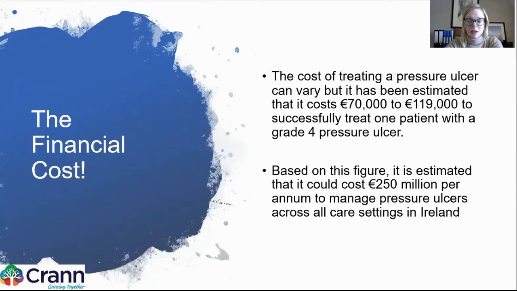It's estimated, because no one knows the true cost of it, but on average for someone with a grade 4 pressure ulcer, so that's a pressure ulcer that's quite involved, it can cost anywhere from 70,000 to 119,000 to successfully treat one patient. And on average, it's estimated to cost 250 million every single year to treat pressure ulcers across all care settings in Ireland. So you can see why there's a lot of research being put into this and to help prevent it, because there's such a financial cost underlying it all.